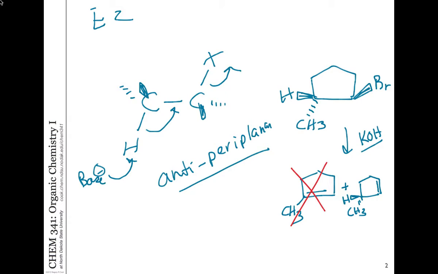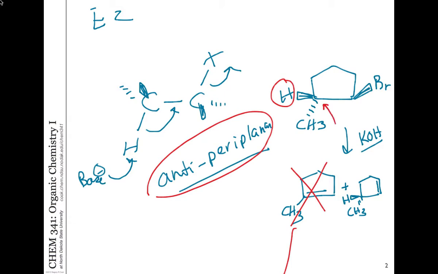Why? What did I just talk about? There's a requirement. The hydrogen has to be opposite the bromide. This hydrogen is not opposite the bromide. It's on the same side as the bromide. So it's extremely difficult to do elimination there. You would have to change this stereochemistry in order for that elimination to occur.